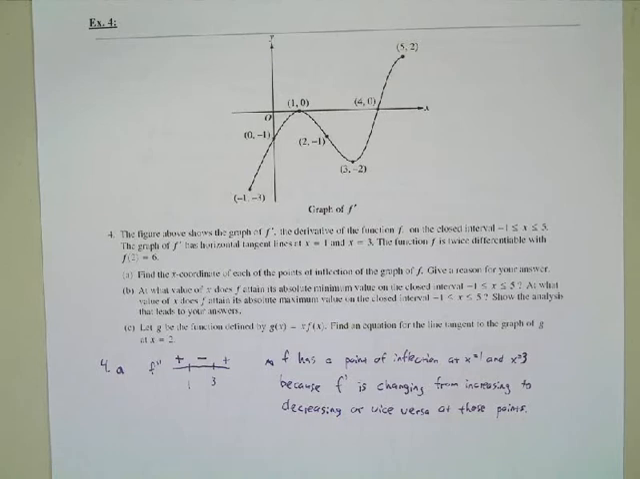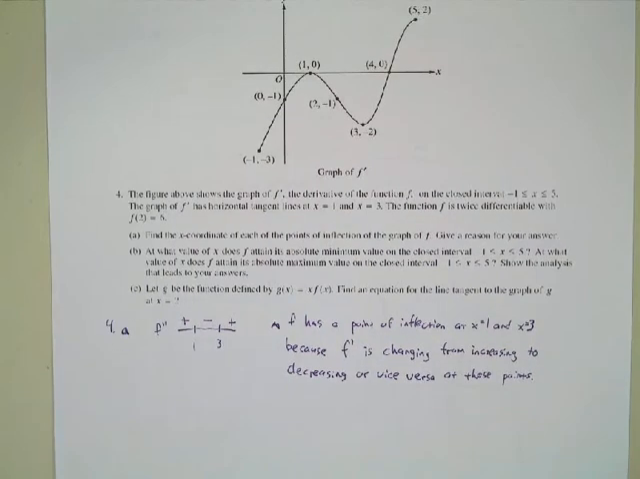If you want to be a little bit more wordy, you could then say, since f prime is changing from increasing to decreasing, that means f prime prime is changing from positive to negative, and therefore f is changing from concave up to concave down. And then of course vice versa for the other ones.